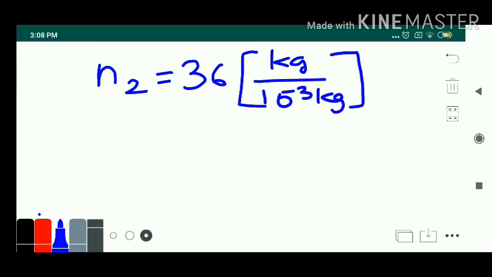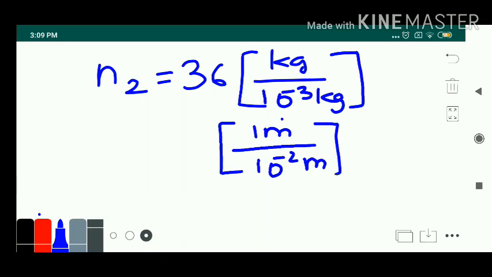So gram becomes 10 to the power minus 3 kilogram. Now, what is L1? That is the given length. The force is 36 units, so that is given in what? Meter, 1 meter, right? So I will write it as 1 meter. In the denominator, I want to convert it into CGS, so it will be 10 to the power minus 2 meter.